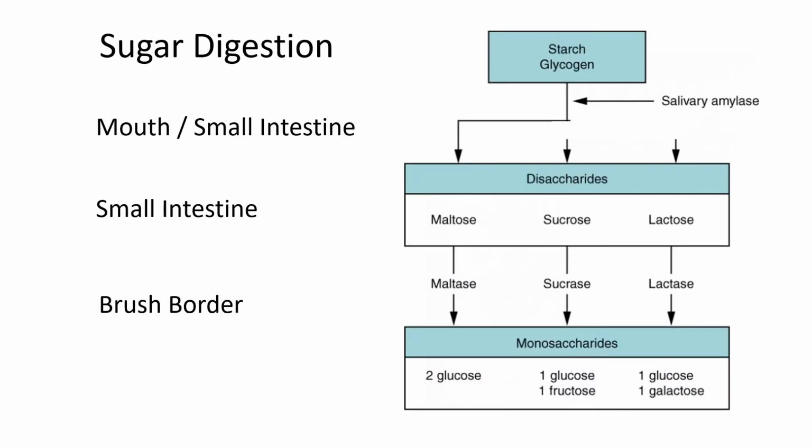This is just an overview of what happens to the digestible carbohydrates as they pass through your system. So this starts in the mouth. Starch and glycogen can start being broken down by salivary amylase into maltose.